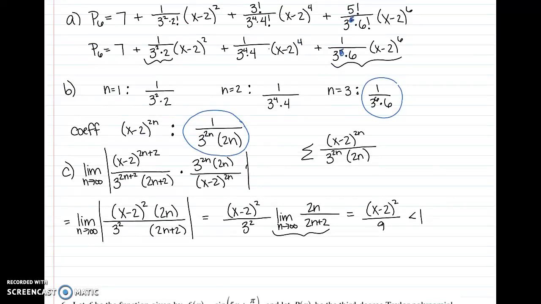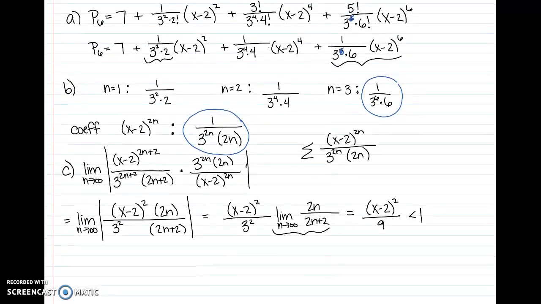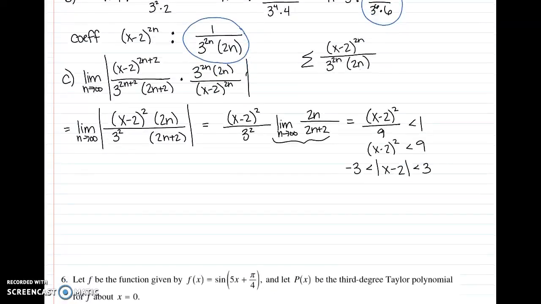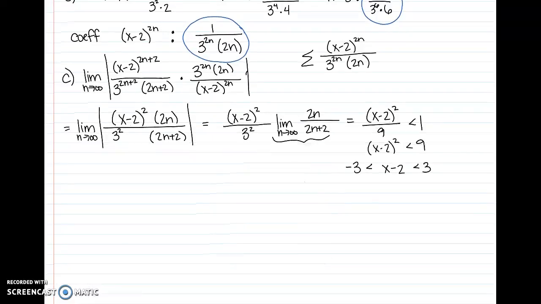So, whoopsie daisy. If this has to be less than 1, then that means that x minus 2 squared has to be less than 9, which means that the absolute value of x minus 2 needs to be between 3 and negative 3. Okay? Well, actually, x minus 2. So if we unpack this a little bit, we're going to add 2 to both sides. We end up getting negative 1 is less than x is less than 5.